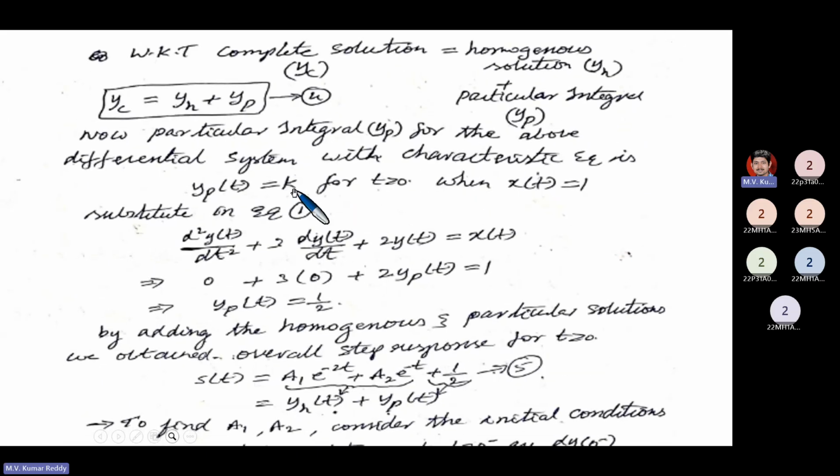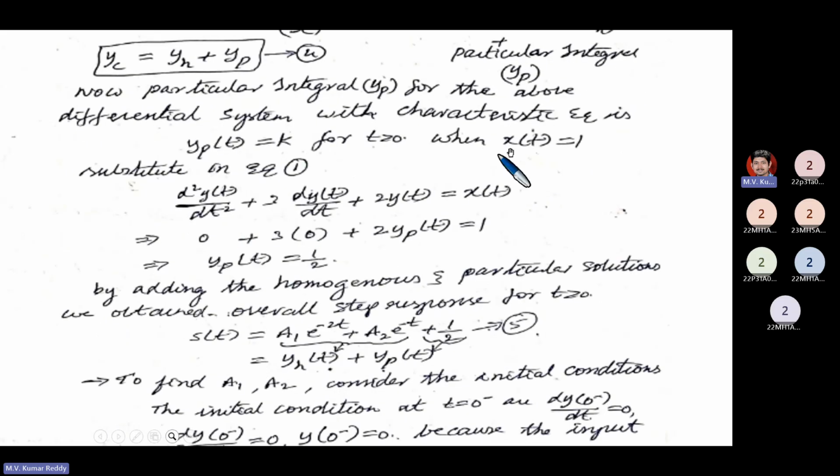ఇక్కడ వాల్యూ వస్తుంది సెకండ్ ఆర్డర్ డిఫరెన్షియల్ ఈక్వేషన్ కి. Particular integral y is equal to k. So ఇక్కడ ఏమవుతుంది? Put y of t is equal to k, a constant. అంటే డిఫరెన్షియేషన్ ఏమవుతుంది? ఇక్కడ వాల్యూ ఉంటే దీన్ని డిఫరెన్షియేట్ చేస్తే 0, మళ్ళీ దీన్ని డిఫరెన్షియేట్ చేస్తే 0. సో x of t is equal to 1.